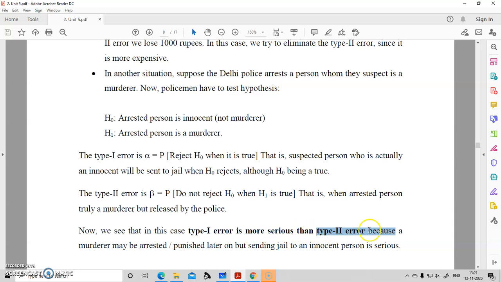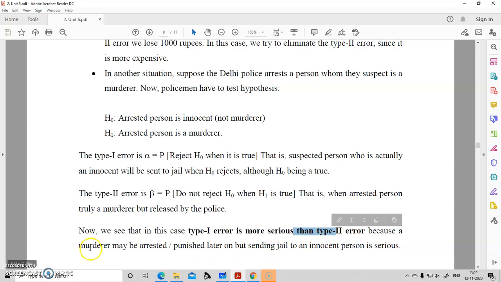Type 2 error is not that serious. That is, a person who has committed the murder is released because of the wrong decision that he has not committed the murder. Okay, that person can escape, but never and ever should an innocent person be punished. So type 1 error is more serious than the type 2 error in this case.